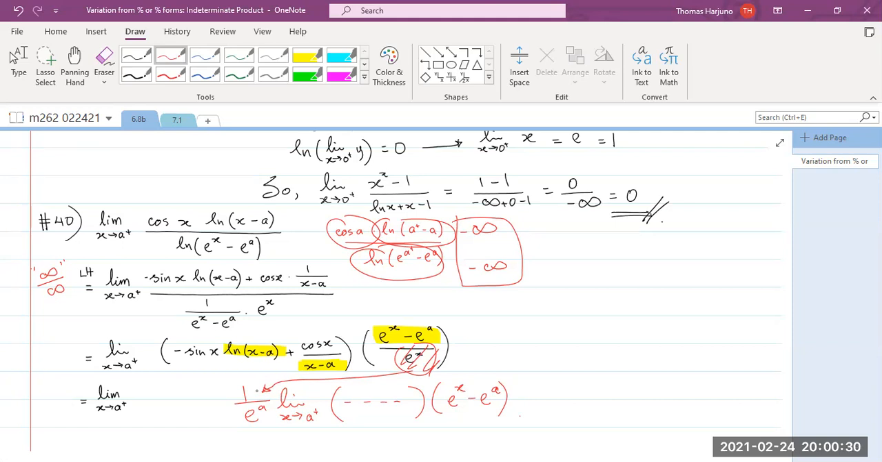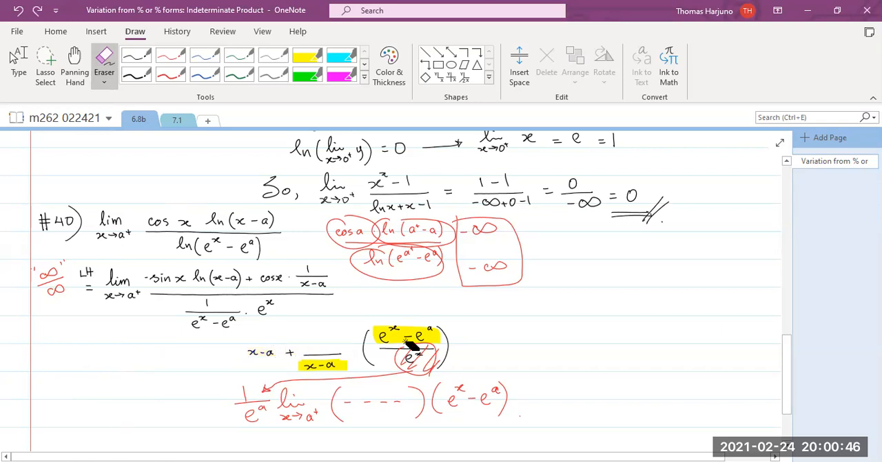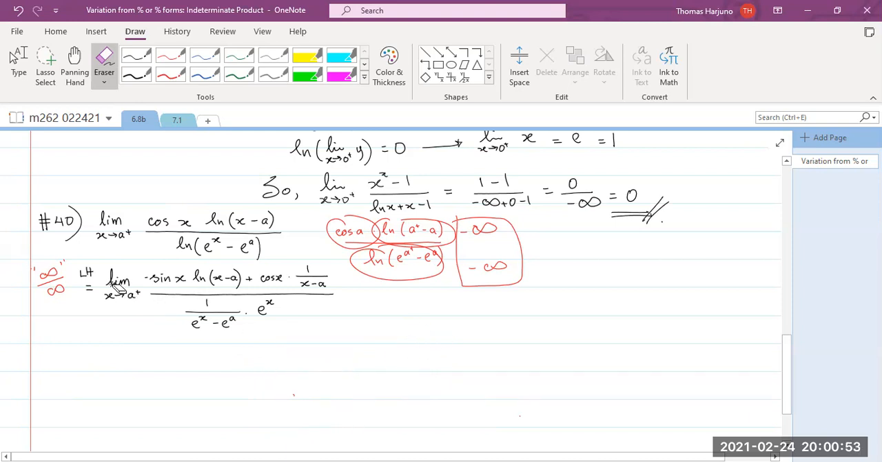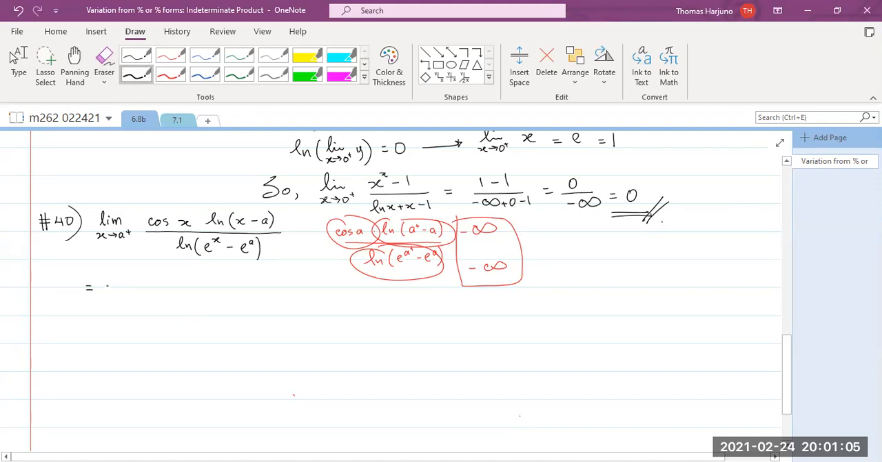You know what? Let's do it this way. Let me go back, because this cosine x is troublesome. I think I attacked that way too early. I'm sorry. Okay, let me go back. That is not the source of the problem, my cosine x. So let me just bring that out first so that I don't need to worry about that guy. So this is basically limit x going to a positive of cosine x times limit x going to a positive of natural log of x minus a over natural log of e to the x minus e to the a. Does it make sense for now?